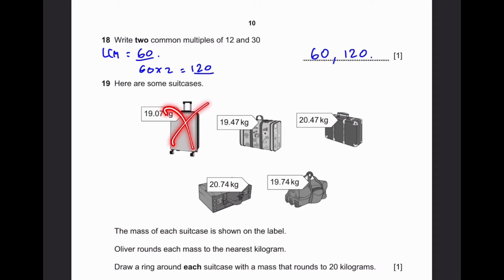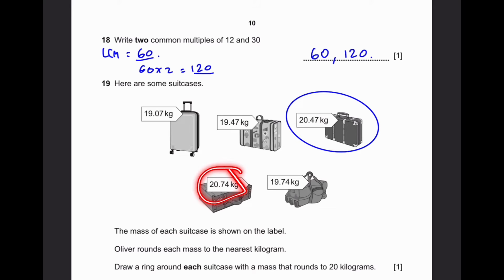That does not work. 19.47. Once again, the decimal place number 1 is 4, and that's less than 5. So we round down to 19, that doesn't work. 20.47. Here, we round down the same way as last time, because this 4 is less than 5. So we round down to 20. So this works. 20.74 kilograms. In this case, this digit is greater than or equal to 5. So we round up to 21.